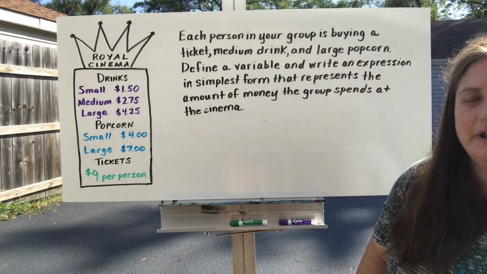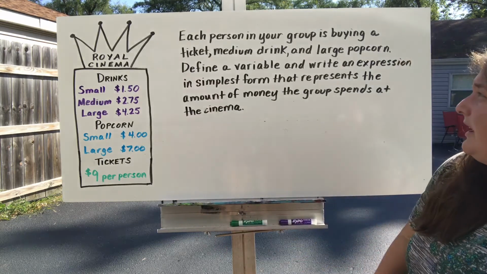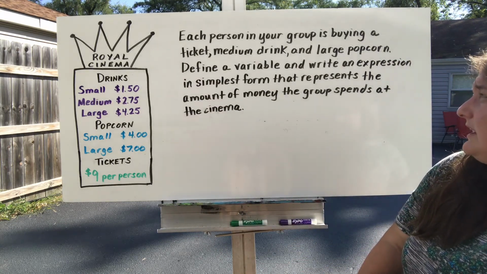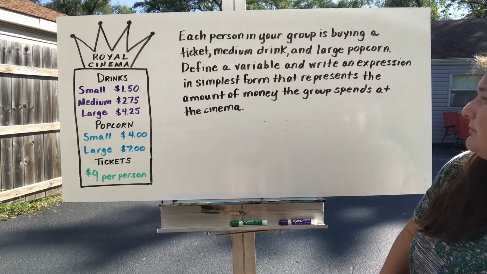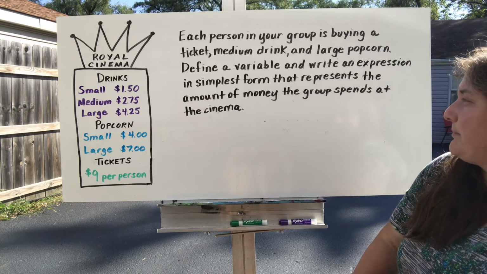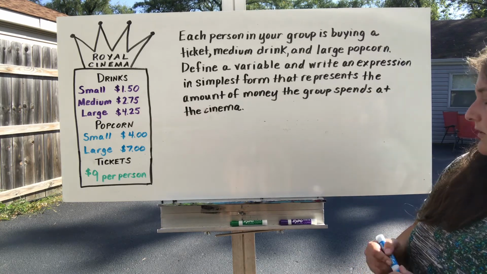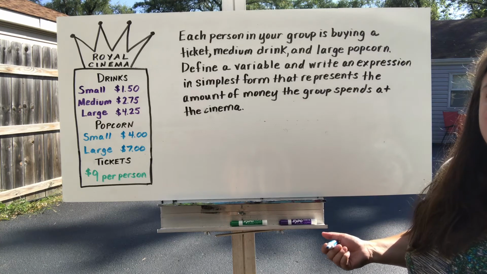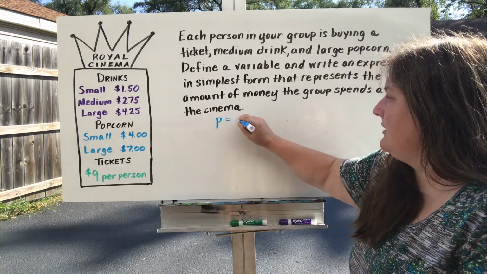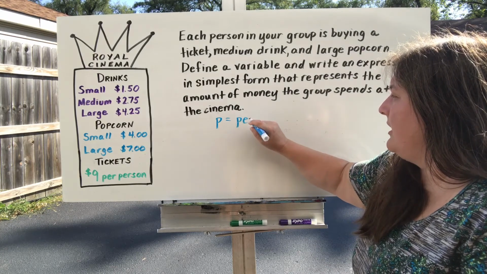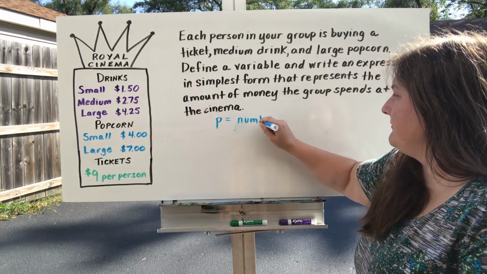All right, so let's look at a word problem here. You're going to Royal Cinema with a group of people. Each person in your group is buying a ticket, a medium drink, and a large popcorn. We want to define a variable and write an expression in simplest form that represents the amount of money the group is going to spend at the cinema. So what we don't know here is how many people are in the group. So I'm going to pick P as my variable. You can pick anything. And this is going to stand for the number of people in the group.